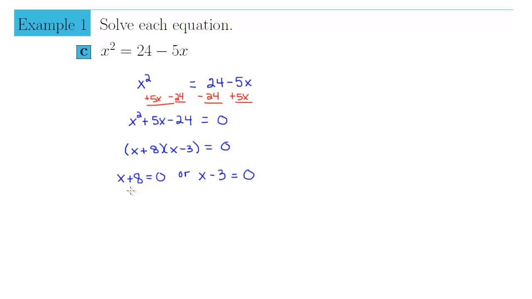X plus 8 is equal to 0. That means to solve for x, we subtract 8, and that gives us that x must be equal to negative 8. Or x minus 3 is 0. We isolate x by adding 3 to both sides, which gives us that x is 3. Let's check it. Put negative 8 here, and that would give us 0. Put 3 here, and that would also give us 0. Therefore, our solution set to this quadratic equation is simply the two numbers, negative 8 and 3.